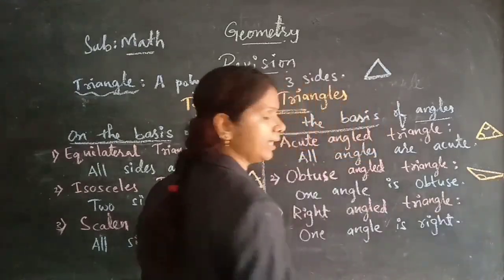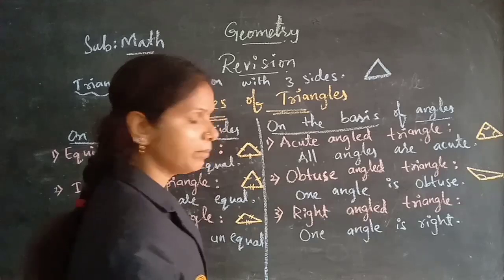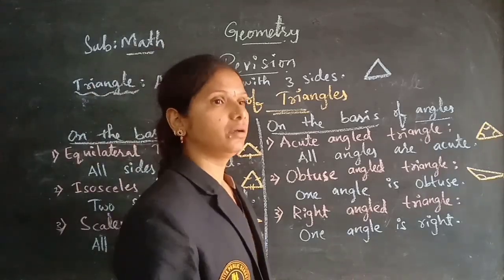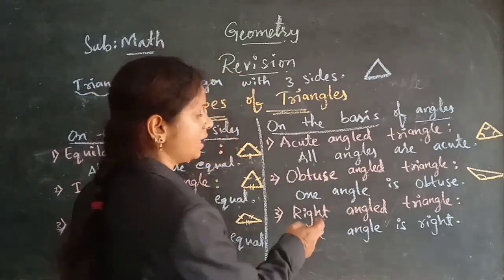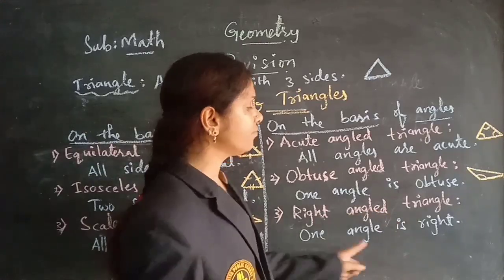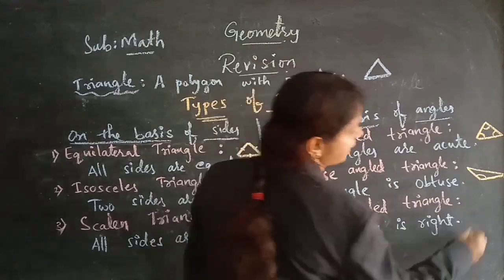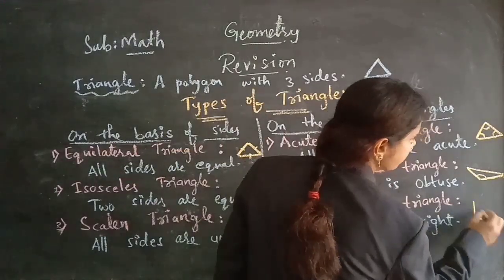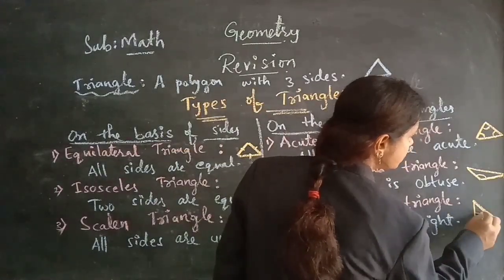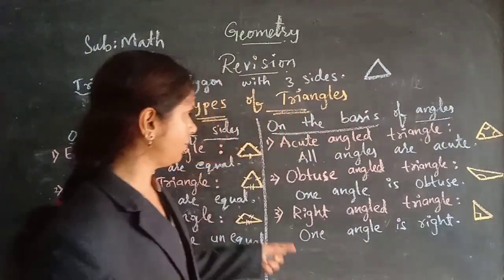Any one of the angles should be obtuse, which means it should lie between 90 and 180 degrees. Now, right angled triangle: one of the angles is a right angle. In the three angles, one of the angles should be a right angle. So this is the right angle triangle. Again, I am repeating here.